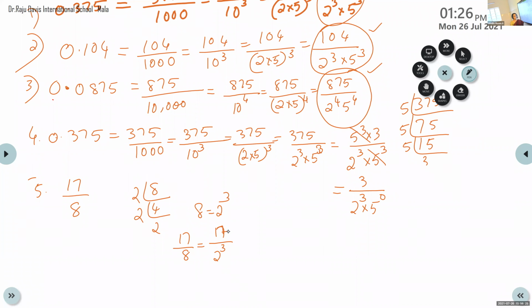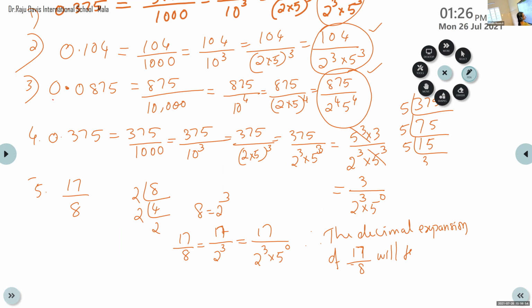Is 5 there? We can bring 5 there. How? 2 cube into 5 raised to 0. Therefore, the decimal expansion of 17 by 8 will terminate. Okay.